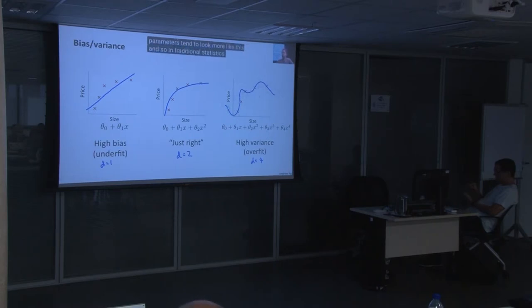And so in traditional statistics, we say, hey, let's use fewer parameters, because we don't want it to look like this. Because if it looks like this, then the predictions over here are going to be all wrong, right? It's not going to generalize well. We're overfitting. So we avoid overfitting by using fewer parameters.